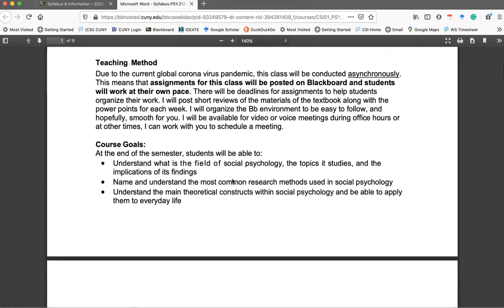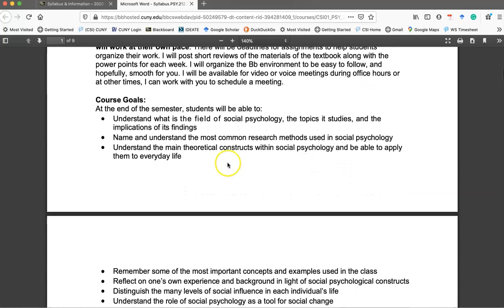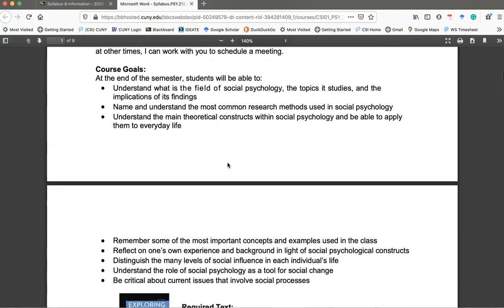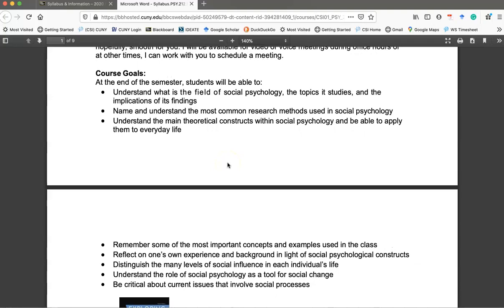So what are our goals? The goals are always read at the beginning of the semester and then we forget about them. Really, truly, when you should read these goals is at the end of the semester to gauge whether we've met them during the class or not.